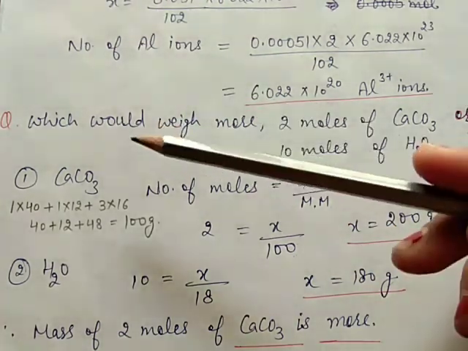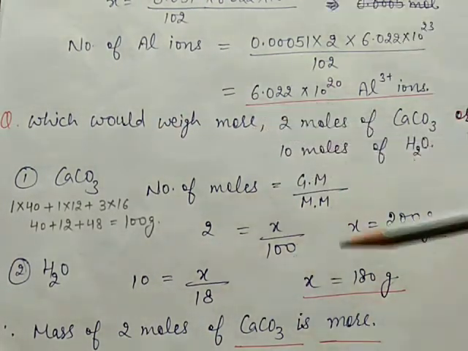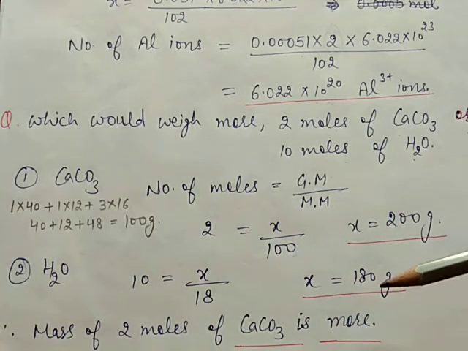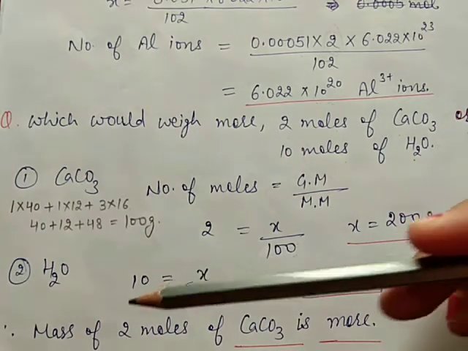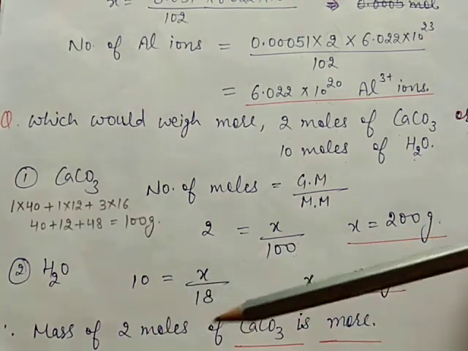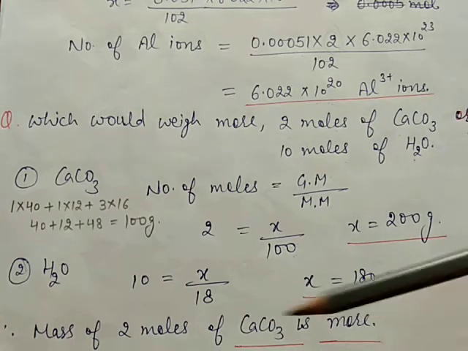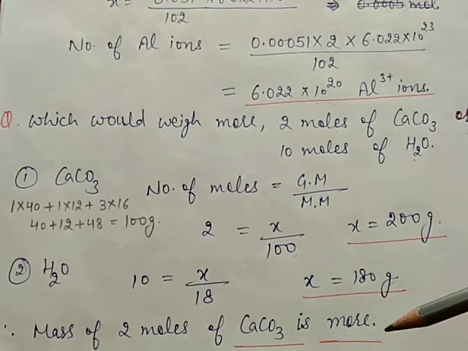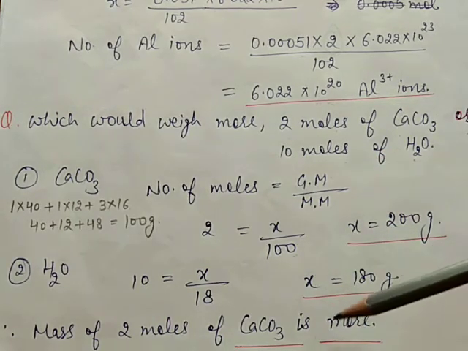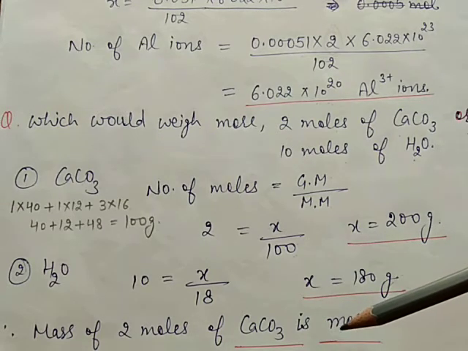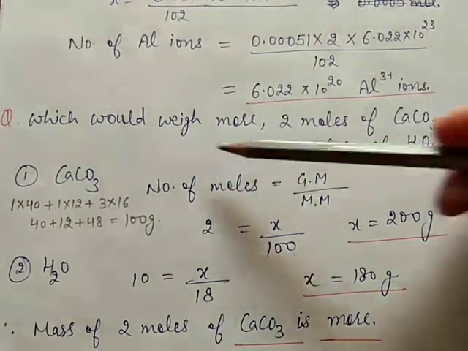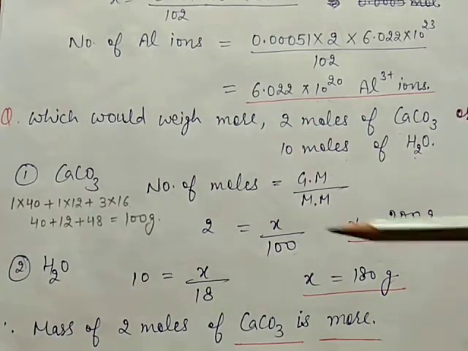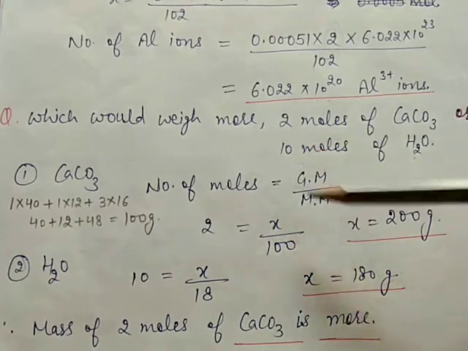Means the question is which would weigh more? CaCO3 weight is 200 gram and water weight is 180 gram. Which one is more weight? Then mass of 2 moles of CaCO3 is more. Calcium carbonate mass is more as compared to water. So here we can easily find out which is more by the help of this formula, number of moles.